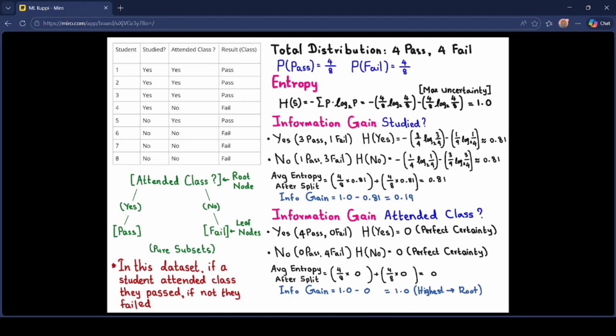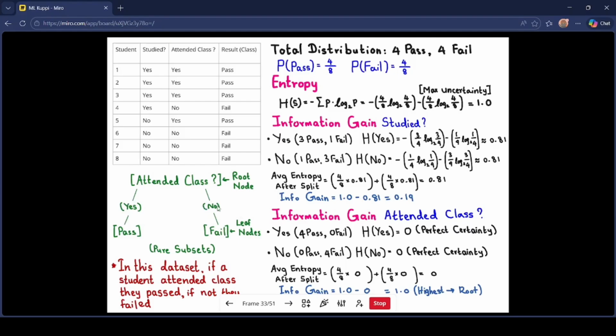Comparing the two attributes, studied and attended class, we can see that attended class has the highest information gain. So in this case, we are going to start with attended class. We select attended class as the root node. Then we draw the tree where attended class yes equals pass and no equals fail.